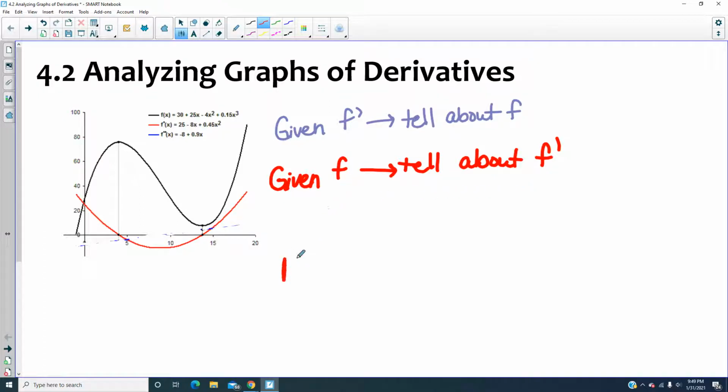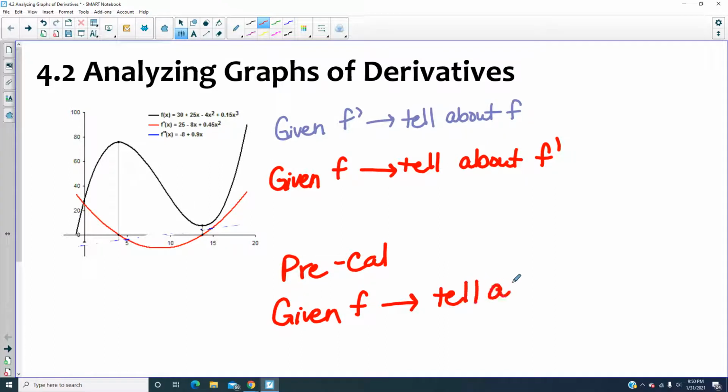In pre-cal, you were given f, and you had to give characteristics about f. So that's the difference between calculus and pre-calculus. Pre-cal, we give you the graph of f, and you just have to look at it and tell me what's going on. Calculus, we give you the graph of f prime, and you're going to have to do some thinking and analyzing to give me information about f.